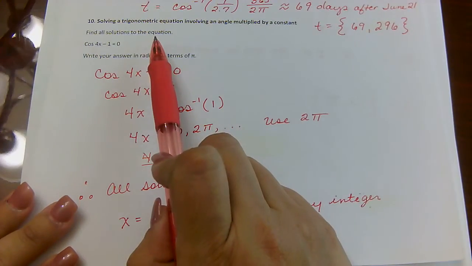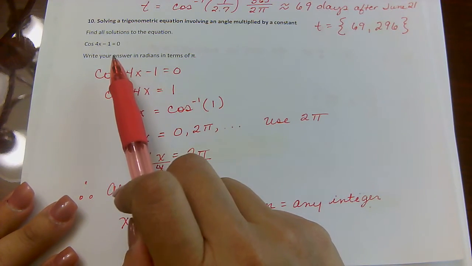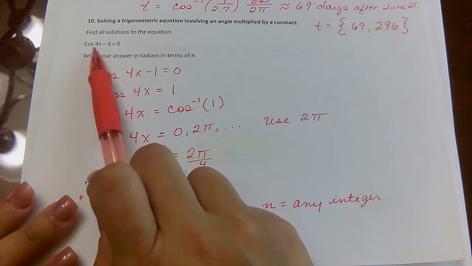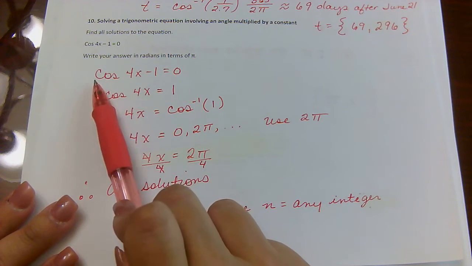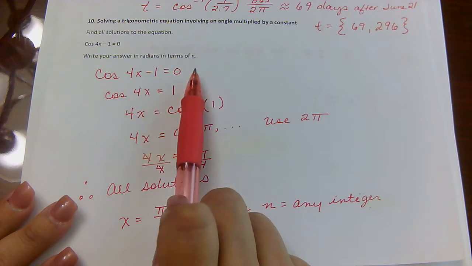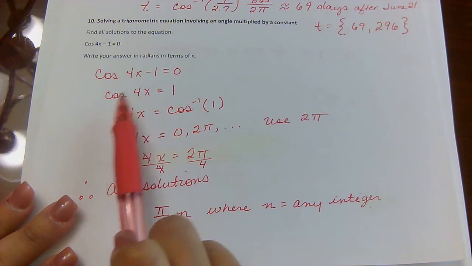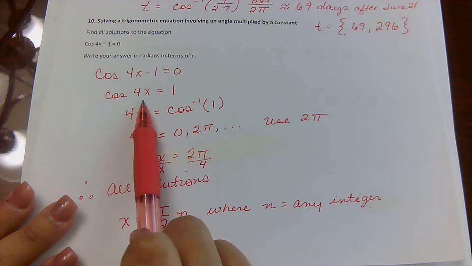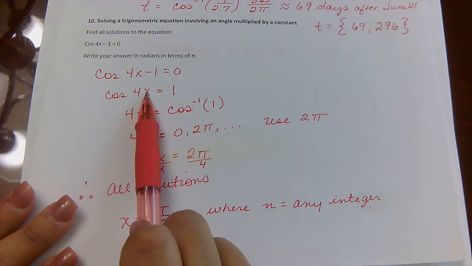Number 10 says find all the solutions. So we don't have any restrictions, which means we have to write an equation. This looks like linear terms, so that makes it a little bit easier. I'm going to start with this, and I'm going to add 1 to both sides. Now you can see you have a 4x. Do not divide by 4 here. You can only divide when a coefficient is in front of the trig function, not after it.